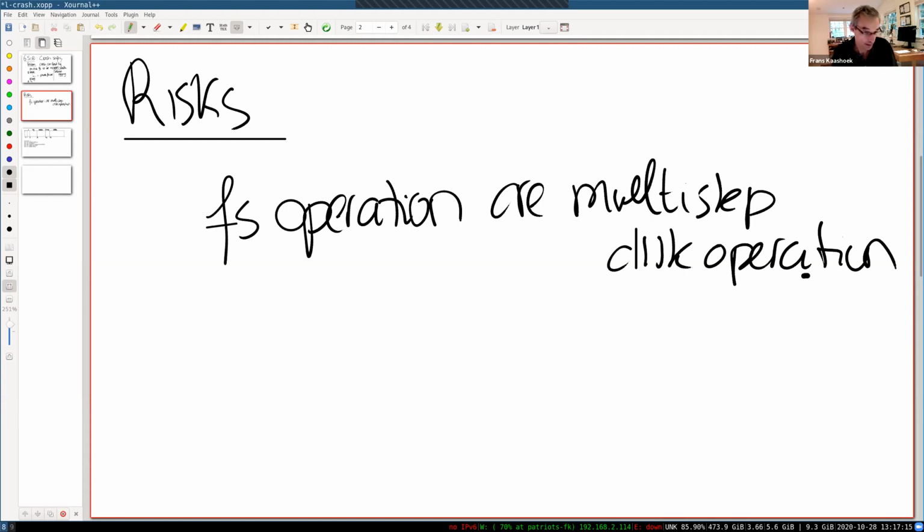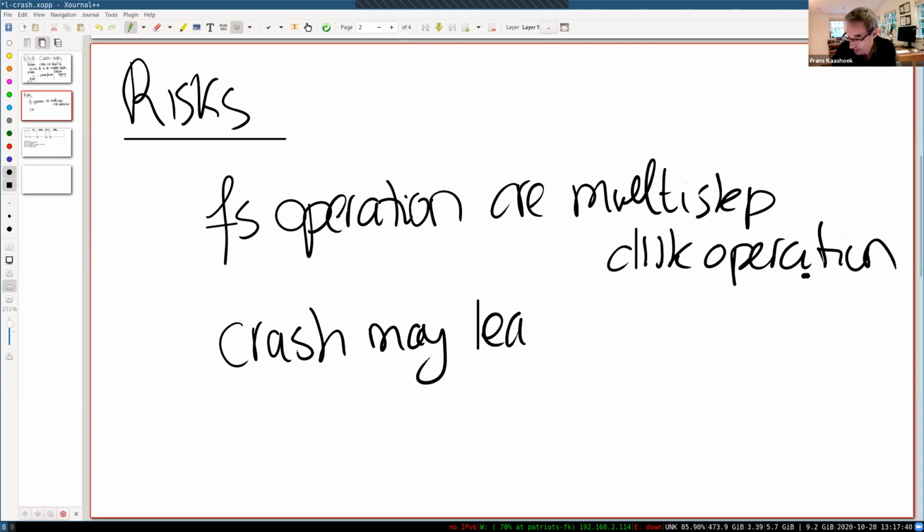And we often see that the sequence of steps is: allocate an inode, or mark the inode allocated on disk, then write the directory block that contains that inode. Those are the multi-steps that I'm talking about. If we get a crash between two of these steps, that crash may leave the file system invariants violated.